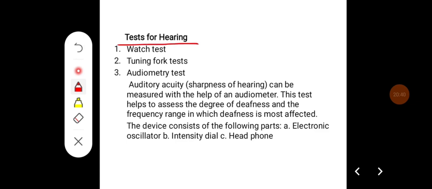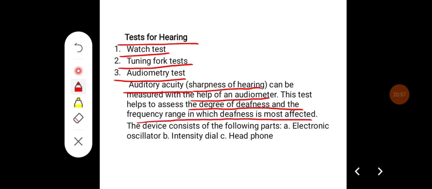Tests for hearing are mainly the watch test, tuning fork test, and audiometry test. Auditory acuity, that is sharpness of hearing, can be measured with the help of an audiometer. This test helps to assess the degree of deafness and the frequency range in which deafness is most affected. The device consists of the following parts: an electronic oscillator, an intensity dial, and headphones.